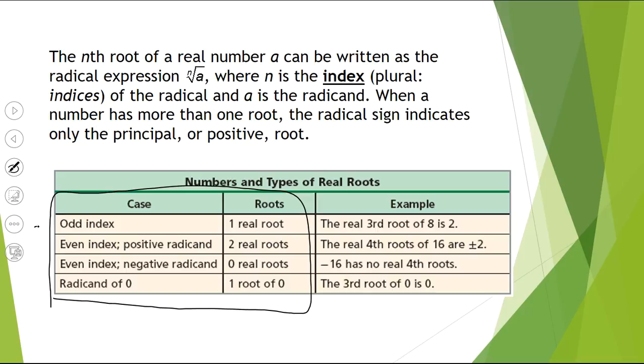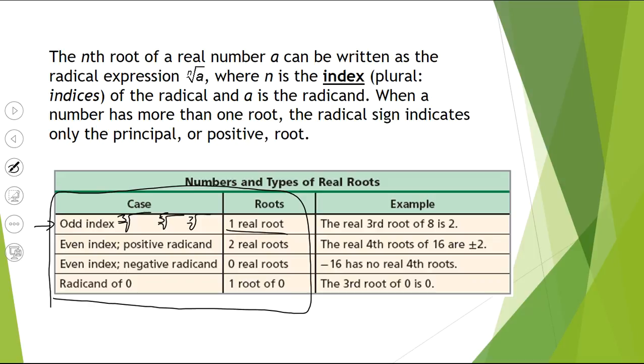But if you have an odd index, and by odd index I mean something like the cube root, or the 5th root, or the 7th root, etc. Anything with an odd index number, like 3, 5, or 7, or 9, or whatever, will have one real root, of course, and so only one answer, not two.